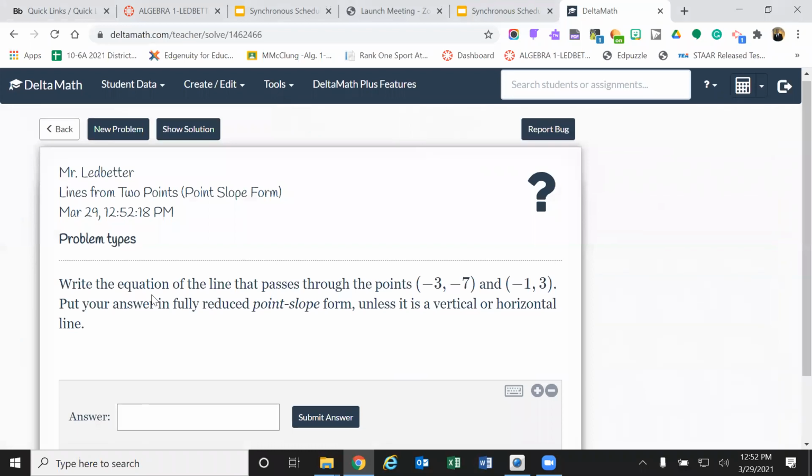All right, so here it says, write the equation of a line that passes through these 2 points. So they give us 2 points, all right? So I'm gonna write these down real quick so that way I can share it with you on my paper. All right, it says put the answer in fully reduced point slope form, okay, unless it's a vertical or horizontal line. All right, so here we go. All right, so I'm gonna share my writing.